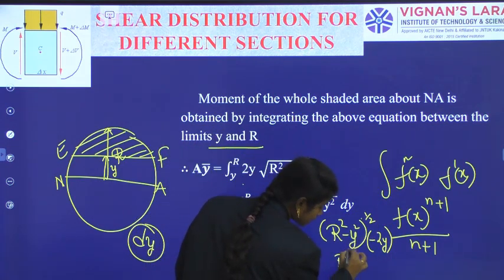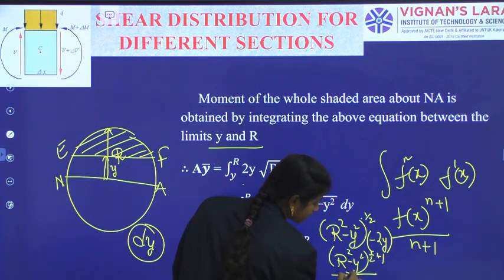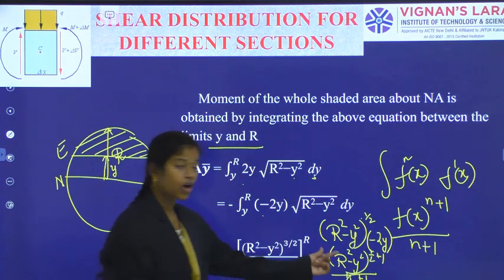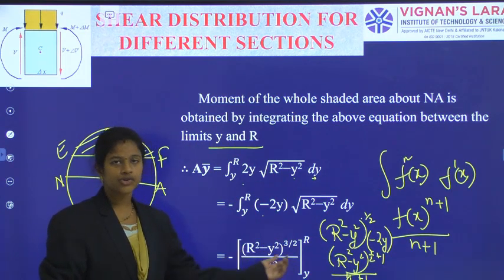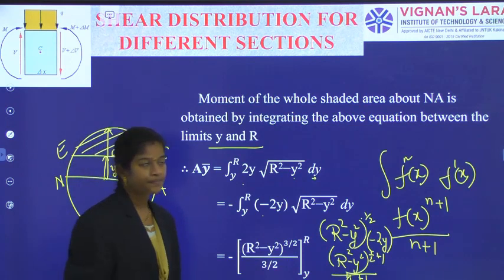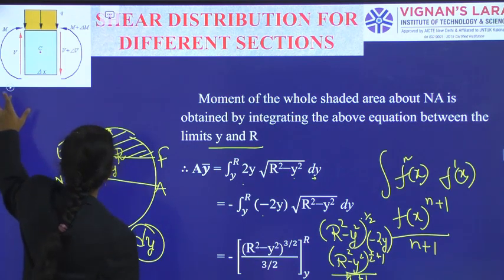So (r square minus y square) whole power of 1 by 2 plus 1, by 1 by 2 plus 1, that I have got as 3 by 2. So (r square minus y square) whole power of 3 by 2 divided by 3 by 2, and I have to indicate the limits y to r. Okay. Now substitution has given me some answer.